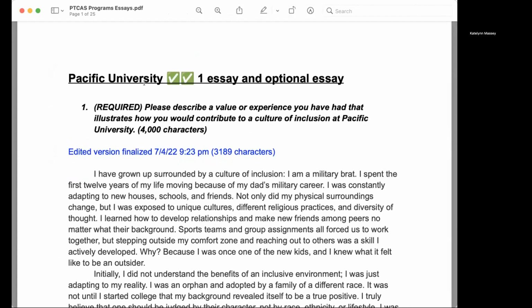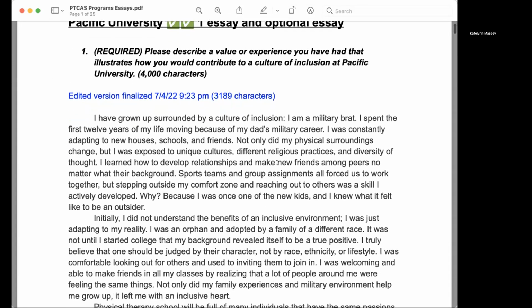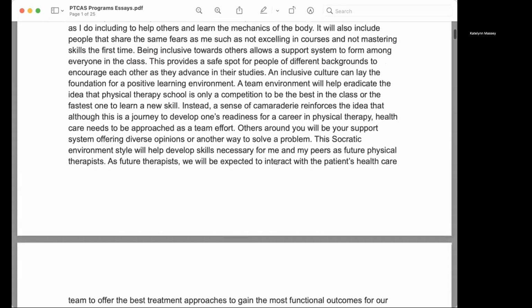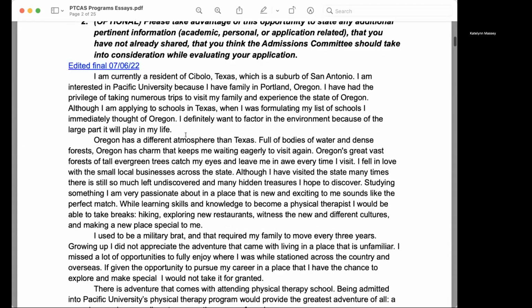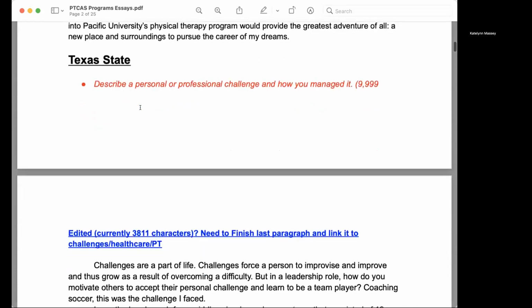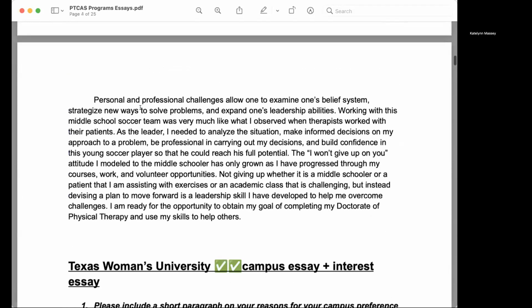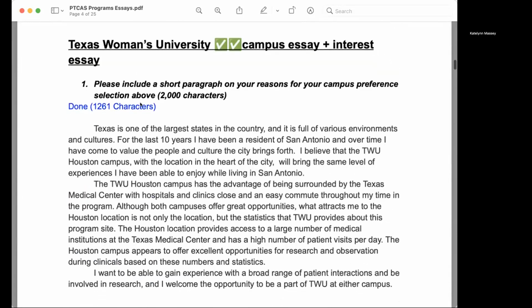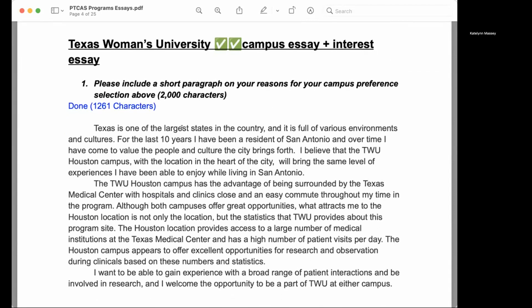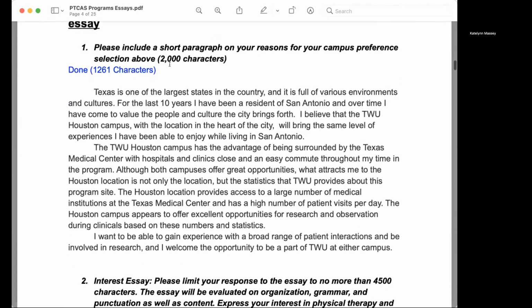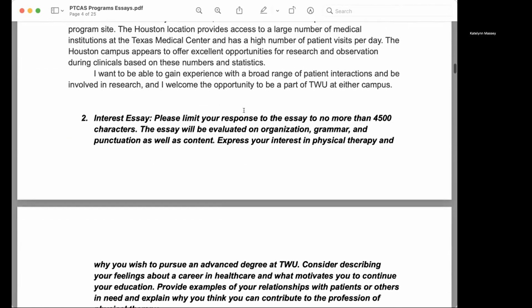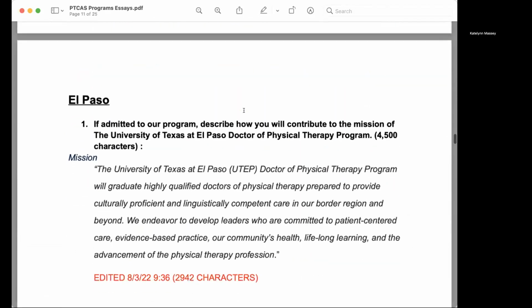So this is Pacific University, one essay and one optional essay. I wrote exactly what I needed for each school. I would put the prompt, I would put the character count, and then I would just type. And then I would put the second one, type. And then Texas State, put the prompt, type. It's really easy, and it kept everything really put together and acted as a physical checklist for my things. So this is Texas Woman's, the max amount of characters I had, type. That's what I did for every single thing.